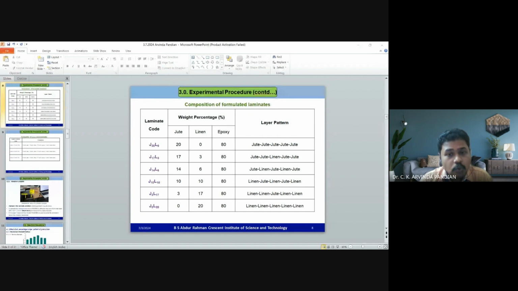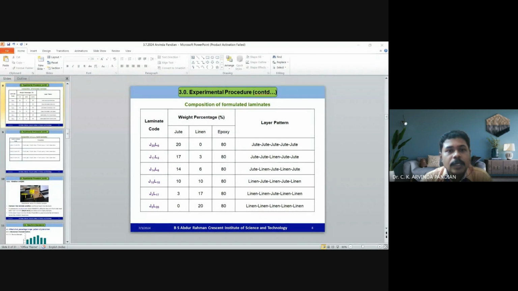Also, the jute and linen have equal weight percentage. You can find it from the designation, that's J10L10. That laminate has both 10 weight percentage of jute along with 10 weight percentage of linen. So equal weight percentage on the alternate layer has given the maximum tensile property.